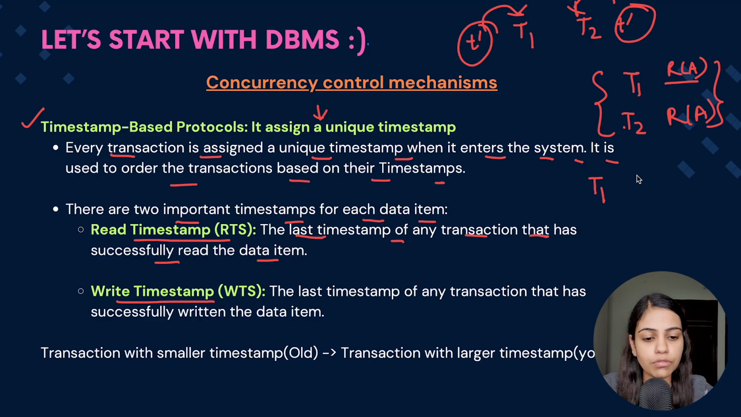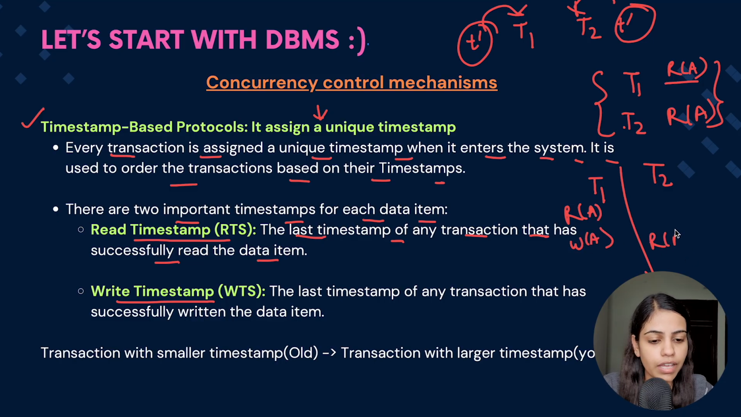Consider there are two transactions T1 and T2. As part of T1 I am reading a value of A and writing a value of A. As part of T2 I am reading a value of A. So the last read operation on data item A happened in T2. We can say that the last read operation happened in transaction T2 at a particular timestamp T dash. That is the RTS.